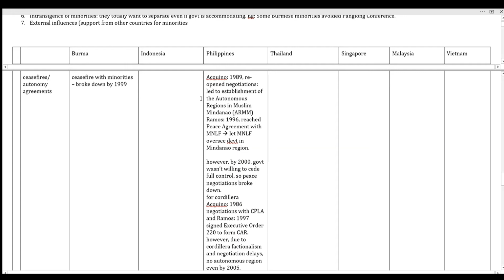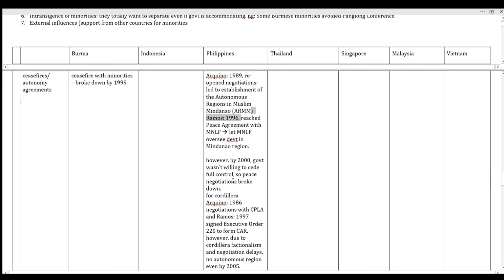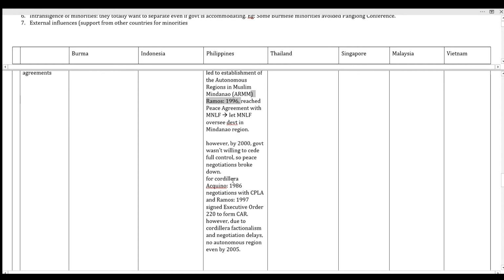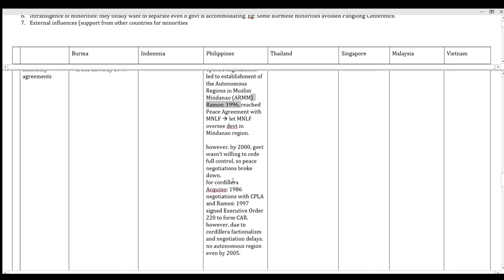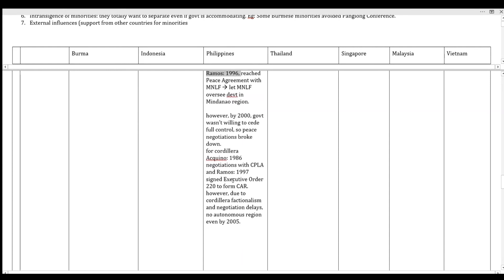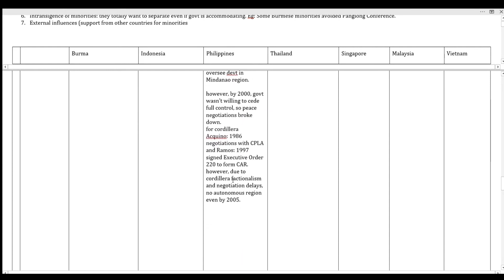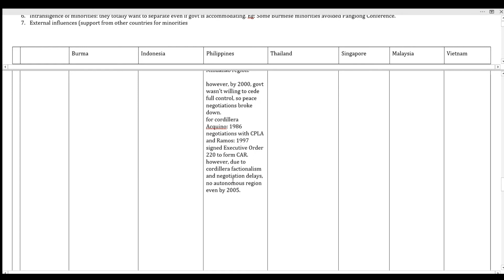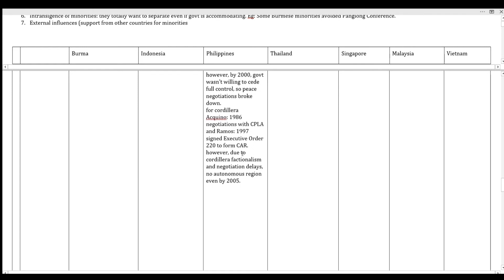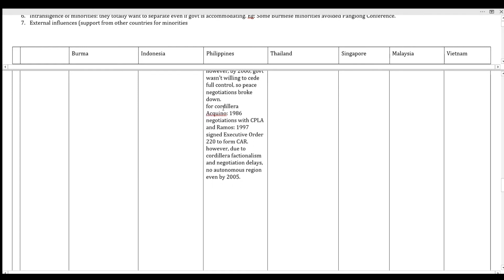In the Philippines, we have Aquino in 1989, who reopened negotiations, and this led to the autonomous regions in Muslim Mindanao. And Ramos reached a peace agreement with MNLF and allowed them to see the development in Mindanao. However, this ended up breaking down by 2000 because the government wasn't willing to cede full control, and this led to breakdown of negotiations. Okay, so that's for Mindanao.